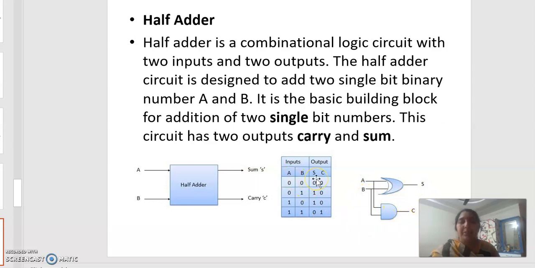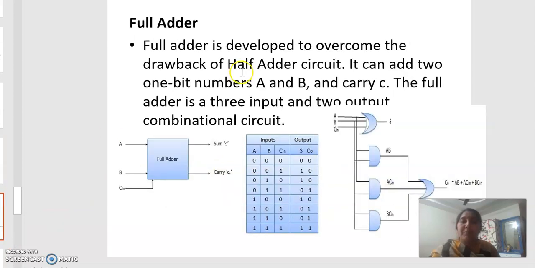Similarly, we have one more combinational circuit which performs the addition of 3 bits, and this circuit is called a full adder. The full adder is developed to overcome the disadvantages of the half adder circuit, so it can add two 1-bit numbers along with a carry. The full adder contains 3 inputs A, B and carry, and it produces two outputs, sum and carry. Since it contains 3 inputs, we have 8 combinations.